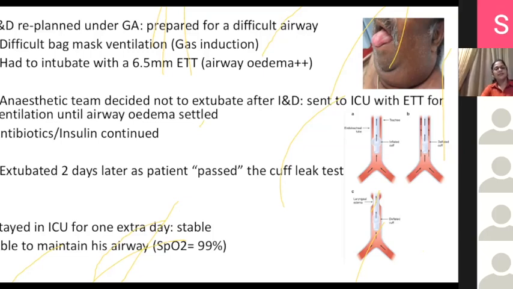2 days later, they do the cuff leak test. Now, this cuff leak test is where they actually, as you can see in this diagram, deflate the cuff and see whether there is an air leak, as the name itself implies. I'll come to that a little later in the next couple of slides. He passes the cuff leak test. So he manages to get a safe extubation done, but he stays one extra day in the ICU. It's quite stable. He's able to maintain his airway, and again, his saturation on room air is 99%.